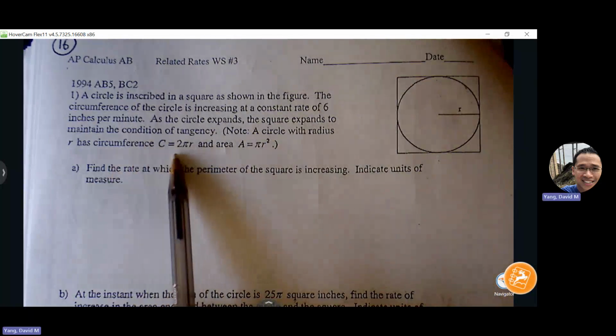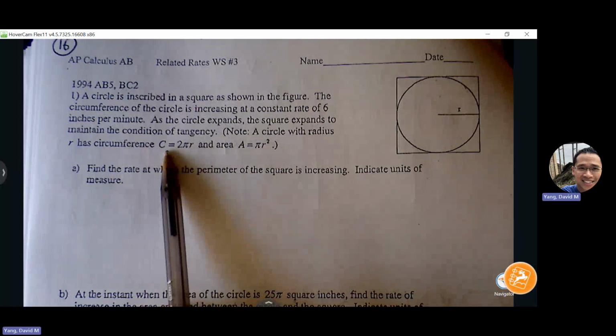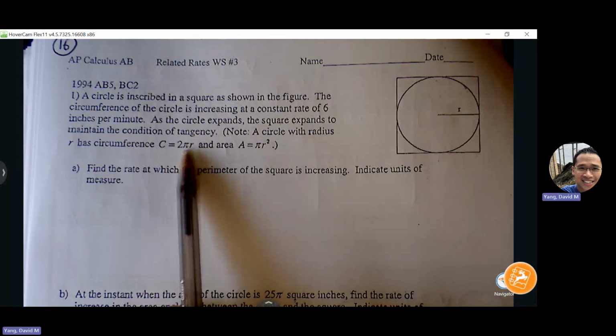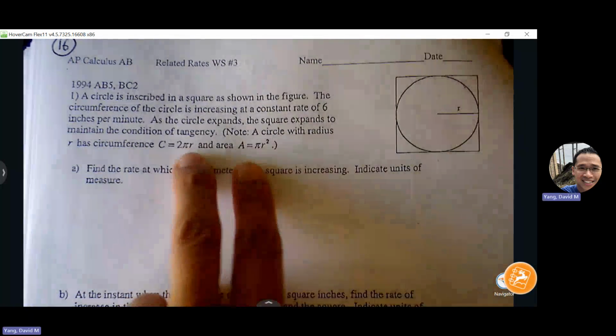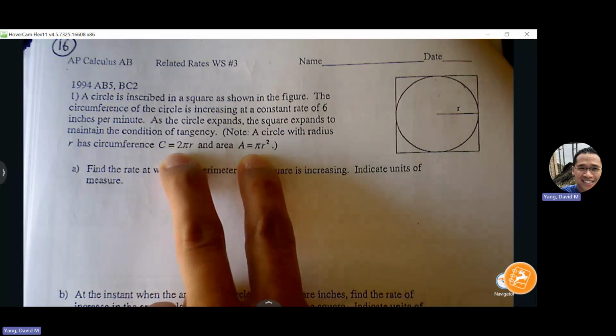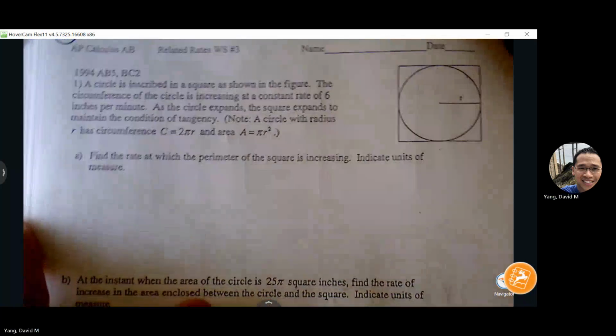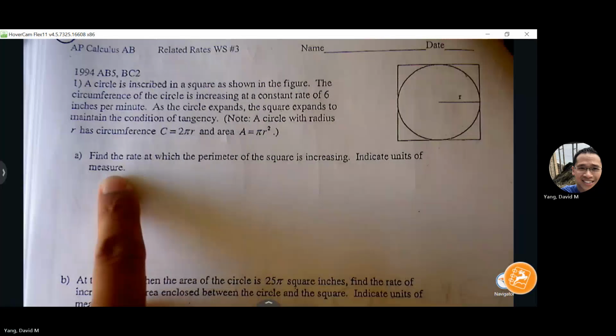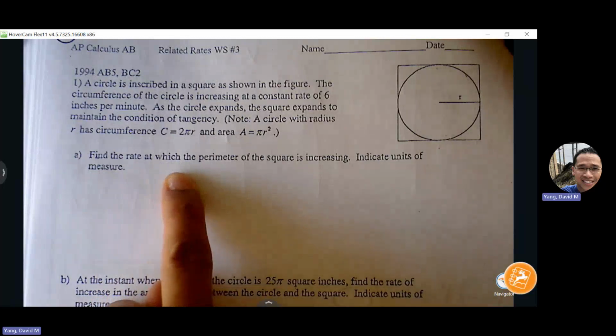Okay. Circle has radius r, circumference C equals 2 pi r, and A equals pi r squared. So it's given to you right now, but I just want to let you know, on the test, I expect you to know these two. I'll tell you exactly what I want you to know and what I'm going to give you on the test. But circumference and area, I expect you guys to memorize. Okay, it says find the rate at which the perimeter of the square is increasing. Indicate the units of measure.